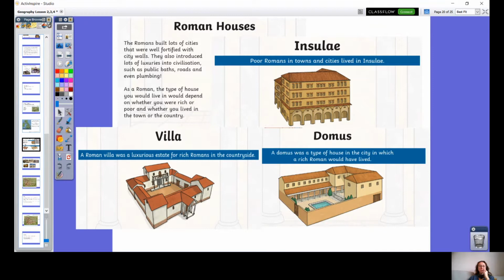So the Romans built lots of cities that were well fortified with city walls. They also introduced lots of luxuries into civilization, such as public baths, like the Roman baths we just talked about, roads, and even plumbing. As a Roman, the type of house you would live in would depend on whether you were rich or poor, and whether you lived in a town or a country. So I want you to just pause the video and have a read yourself the different Roman houses there were.